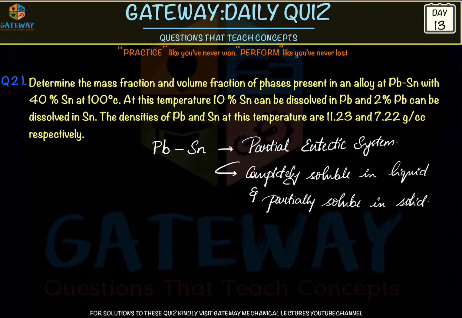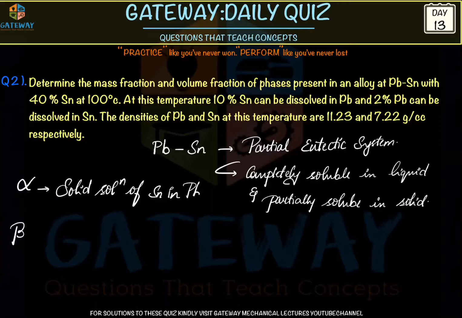One will be the Pb phase, that is the partial solubility of Sn in Pb, and the other will be the Sn phase, that is the partial solubility of Pb in Sn. They are called alpha and beta. Alpha is nothing but the solid solution of Sn in Pb, and the other is the solid solution of Pb in Sn. So generally in the question it is said 100 degrees centigrade.